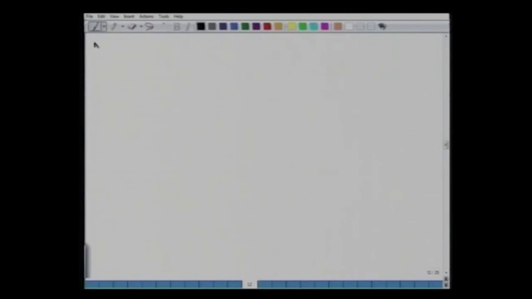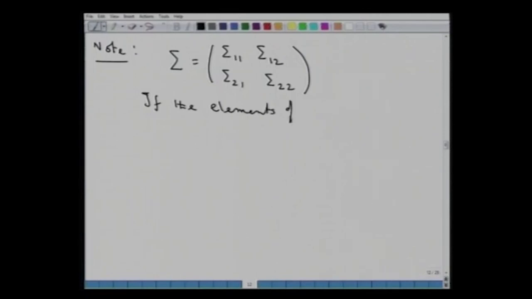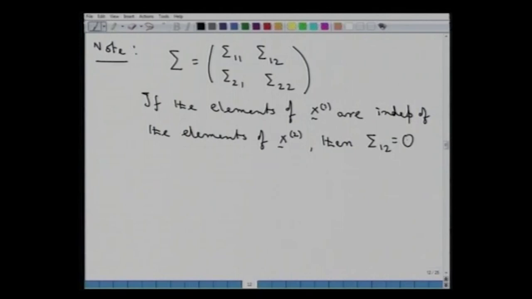Now, we make a small note here. We had this sigma matrix in partitioned form written as sigma 1 1, sigma 1 2, sigma 2 1, sigma 2 2. Now, if we have x1 and x2 as independent sets of random variables, then sigma 1 2 will be given by a null matrix. That is, if the elements of x1 are independently distributed of the elements of the x2 sub vector, then this off diagonal block sigma 1 2 will be a null matrix. However, the converse of this result is not true.